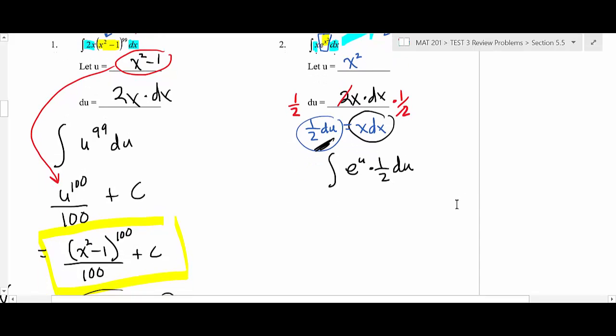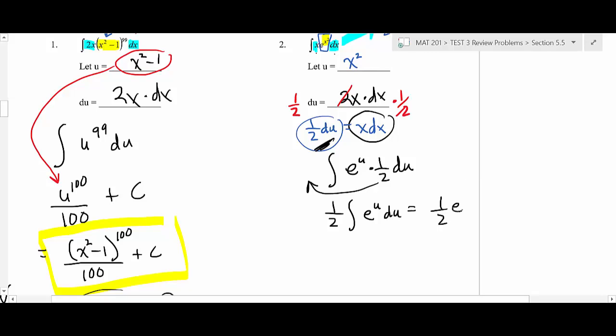And you always want to end up with an integral that's easy, something you can do. So see, this one, what you do is you just bring out the half. So you'd have 1/2 integral e to the u du. All right, what's the answer to that integral? 1/2 e to the u plus c.